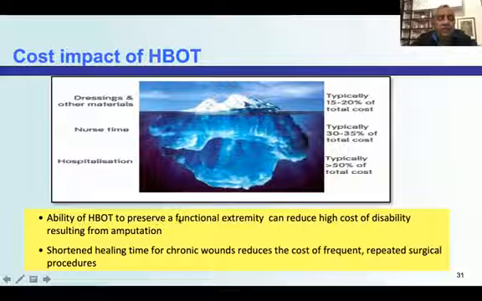The ability of hyperbaric to preserve a functional extremity can reduce the high cost of disability resulting from amputation. Shortened healing time for chronic wounds reduces the cost of frequent repeated surgical procedures. So the addition of hyperbaric will have a direct impact on cost, and it will reduce the overall cost of treatment and repeated surgical procedures and actually permit the individual to get back to his work at the earliest.